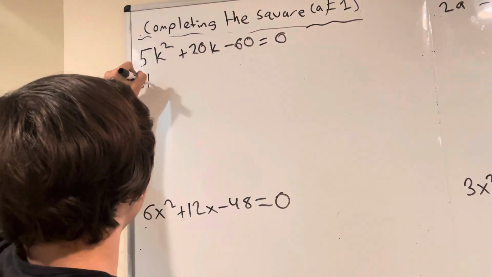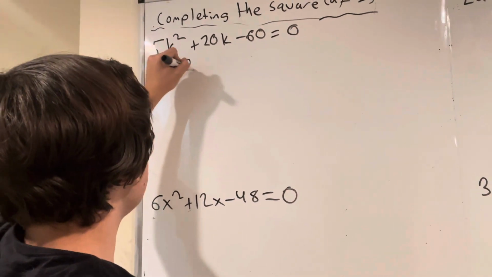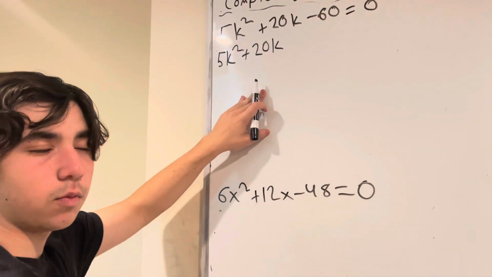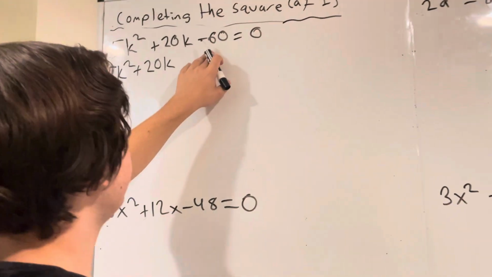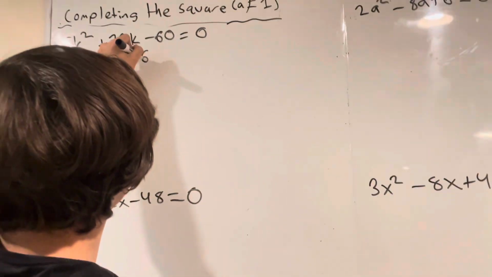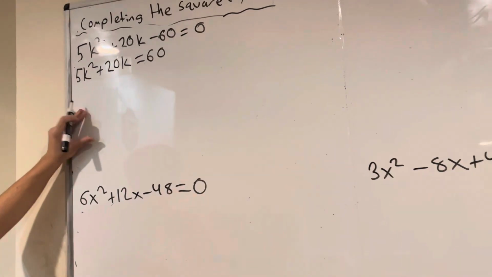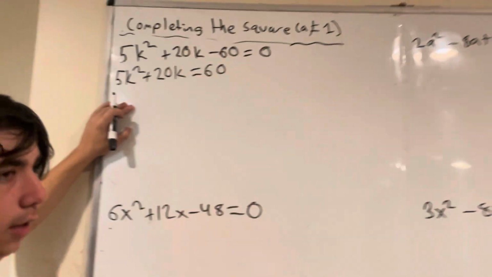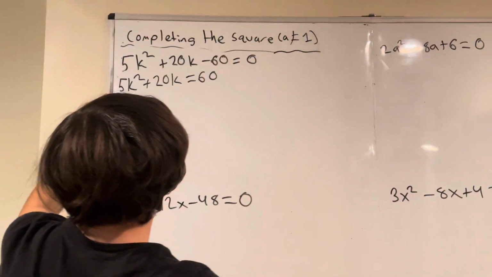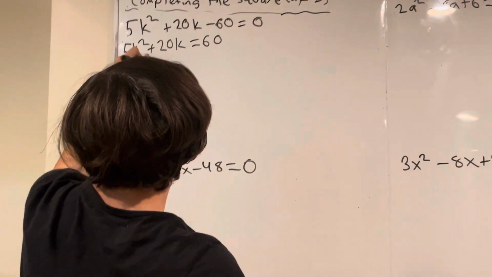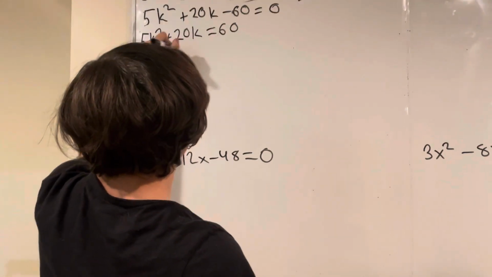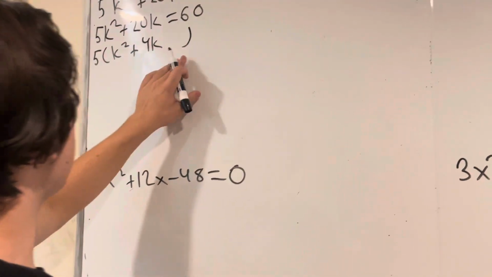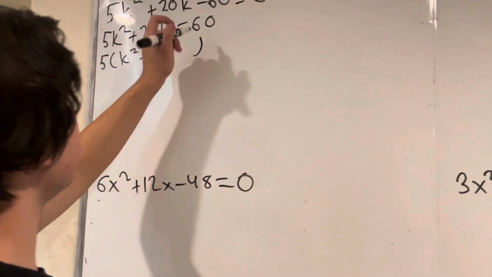So we get 5k squared plus 20k. In this case, we actually don't leave a space at this step. You'll see when we leave a space. And we put that equal to 60. And then I factor the coefficients out of this. Even though we can factor a k out, we will not. And I get 5 times k squared plus 4k. And now I leave a space within that parenthesis, and I put that equal to 60.